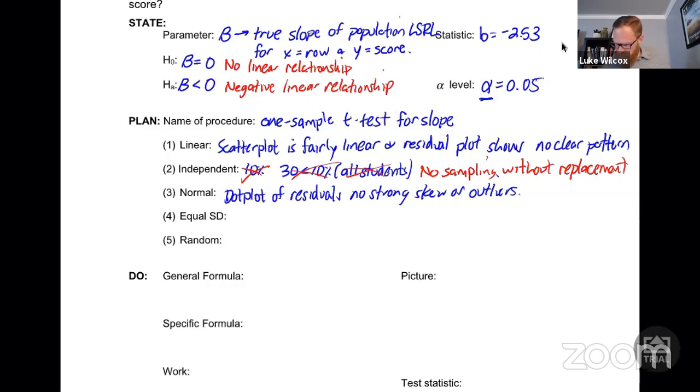Okay, equal standard deviation. That's where we looked at the residual plot and we wanted to check to make sure that for each X value the variability was about the same for each one of the Y values. So I'm going to say that it shows similar variability for each X value.